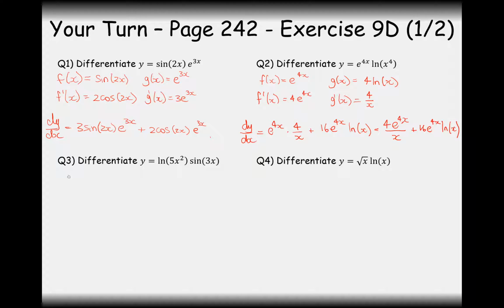The third one, let's keep this as it is, I think. f of x equals ln 5x squared, and g of x is equal to sine 3x. Clearly here we've got two functions that are being multiplied together. What we're going to need to do is differentiate both of them at some point, so we might as well do it now. In this case, it's going to be 10x over 5x squared, which is going to simplify to 2 over x.